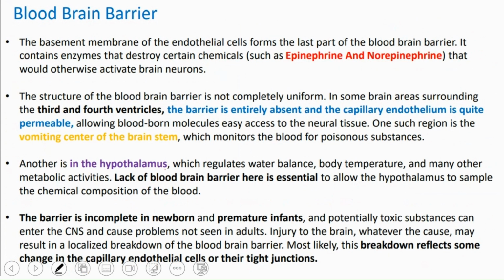The basement membrane has also a function, which is the production of some enzymes that destroy certain chemicals like epinephrine and norepinephrine that would otherwise activate brain neurons. So again, we don't want uncontrollable activation, so we will destroy them by the basement membrane.